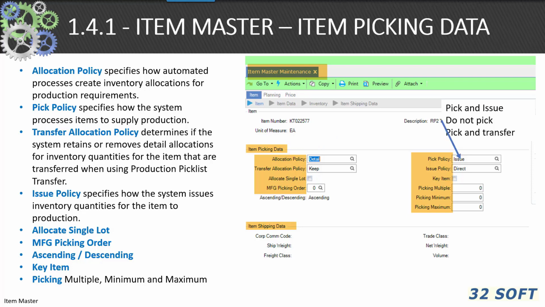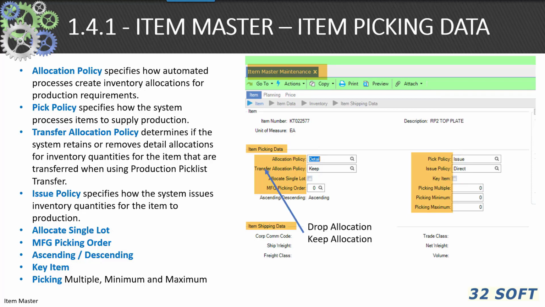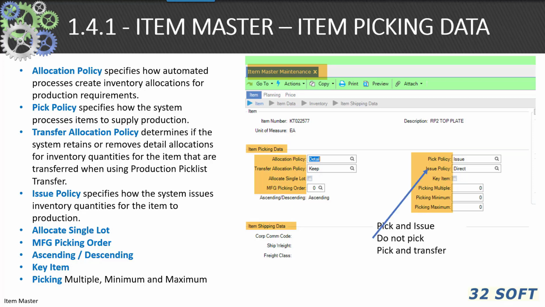There's a pick policy. Do you want to pick this part, not pick it? You want to pick it and transfer? We'll talk about it in terms of locations. The allocations: if you transfer material, do you want the allocations to go with the movement, or do you want to drop those allocations? And then the issue policy, we all remember this from previous in 1.4.17, the little checkbox yes. Well, now you've got the option of having a pick and issue, don't pick, or pick and transfer.